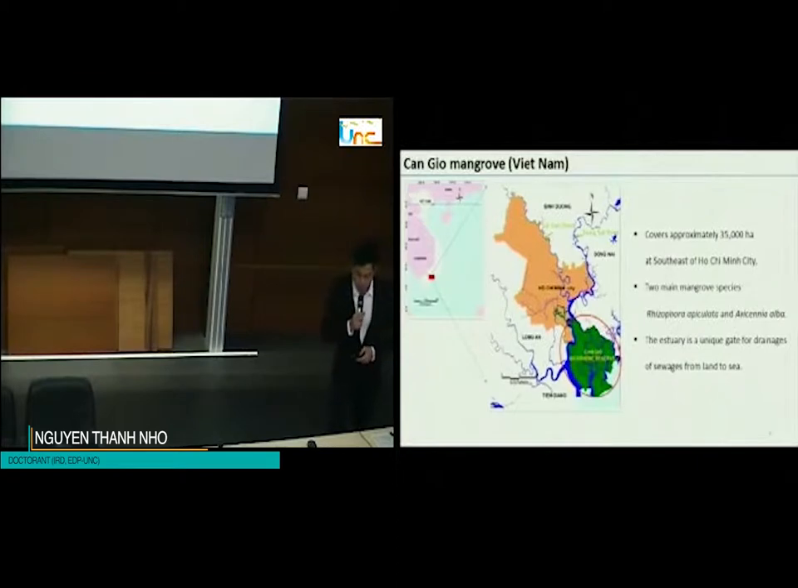Regarding the study area of my thesis, Can Gio mangrove is located in the south of Vietnam, at the southeast of Ho Chi Minh City. This is the biggest industrial city in Vietnam, with more than 10 million inhabitants. Can Gio mangrove forest is now largely dominated by Rhizophora apiculata, with fringing Avicennia toward the river and the sea. This estuary is the downstream of the Saigon and Dong Nai Rivers, and is a unique way for the drainage of sewage from the land to the sea.